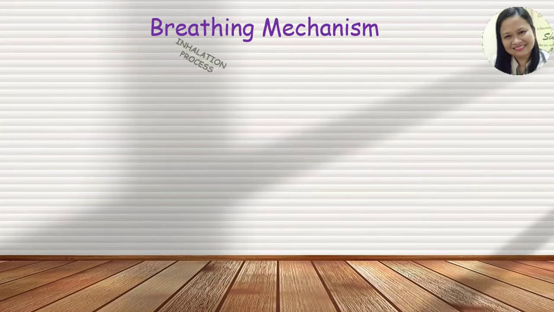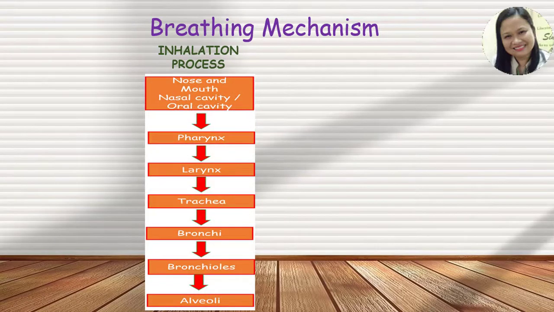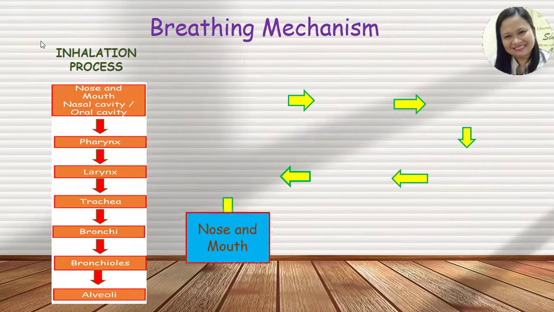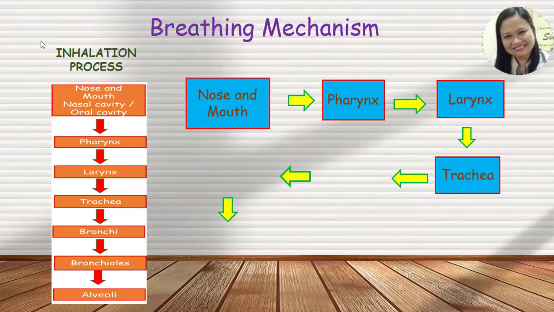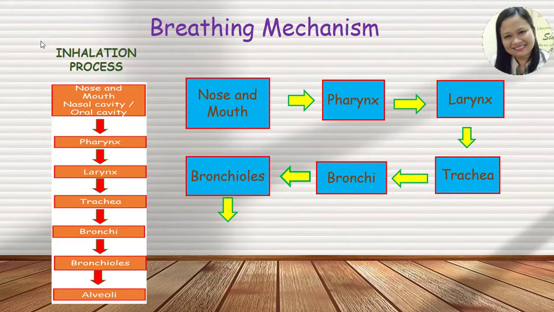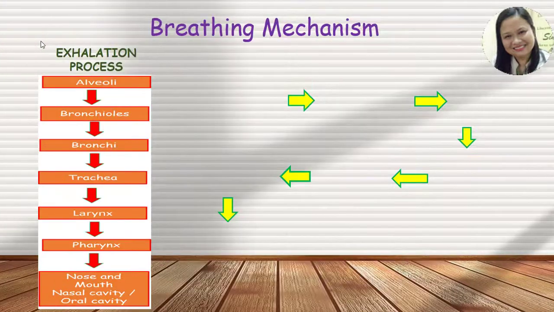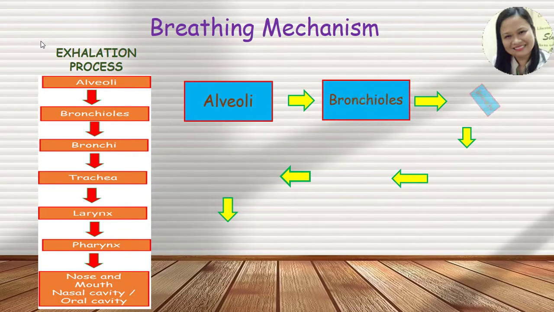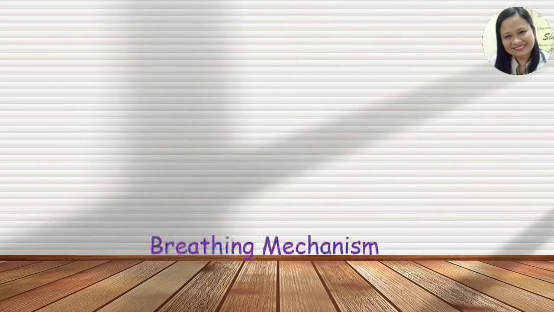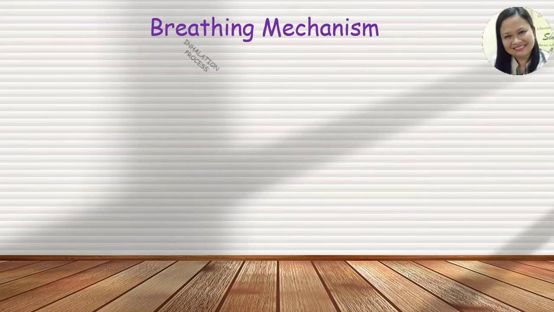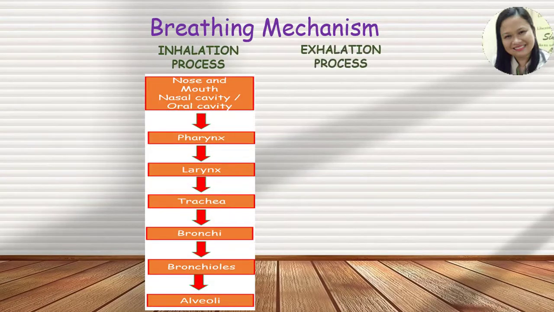For you to understand this, you have to know the difference between inhalation process and exhalation process. When you inhale, the air from the nose and mouth will pass through the pharynx, larynx, trachea, bronchi, bronchioles, and finally in your alveoli, wherein the gas exchange happens. While in exhalation process, from the alveoli, the air will pass through the bronchioles, bronchi, trachea, larynx, pharynx, and finally your nose and mouth. So you can say in breathing mechanism that inhalation process is the opposite of exhalation process.